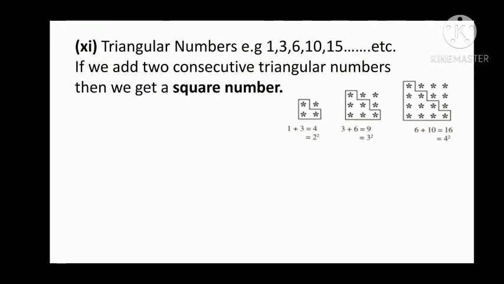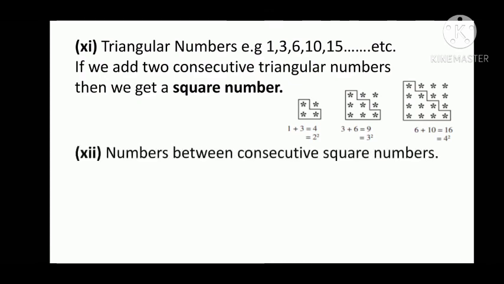So the numbers whose dot patterns can be arranged as triangles are called triangular numbers. For example, 1, 3, 6, 10 and 15. And if we add two consecutive triangular numbers, then we will get a square number. Numbers between consecutive square numbers.